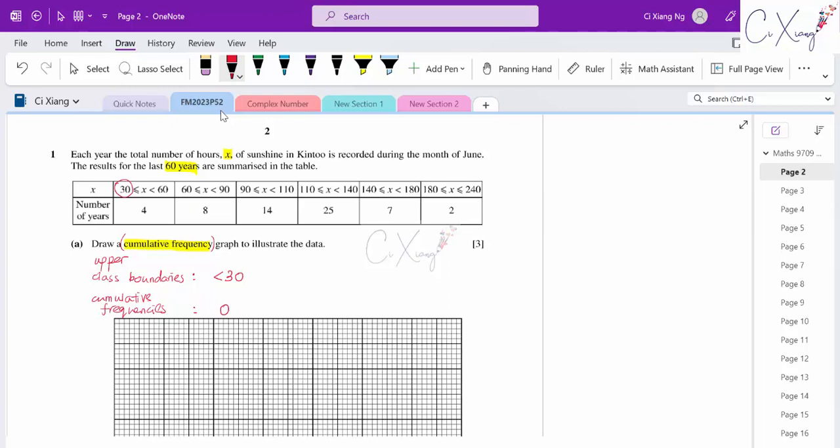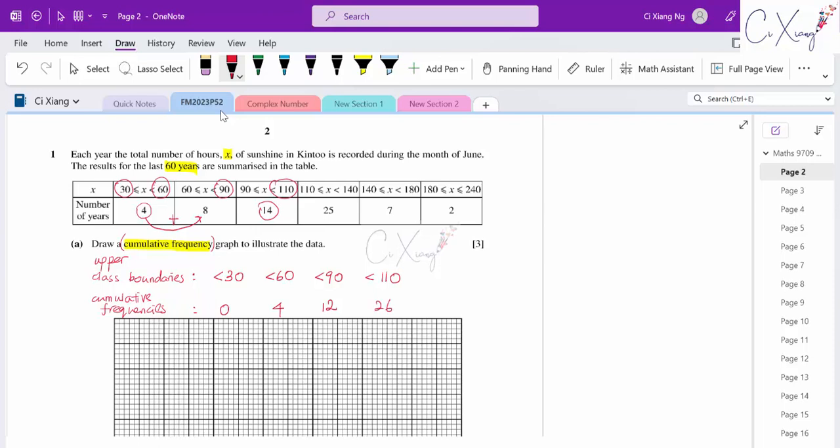For the next upper class boundary, smaller than 60, the number of years is the frequency, which is 4. So I write smaller than 60 with cumulative frequency 4. The next upper class boundary will be 90, and to get the cumulative frequency you add 4 plus 8, which gives 12. The next upper class boundary will be 110, and the cumulative frequency will be 12 plus 14, or 4 plus 8 plus 14, which gives 26.